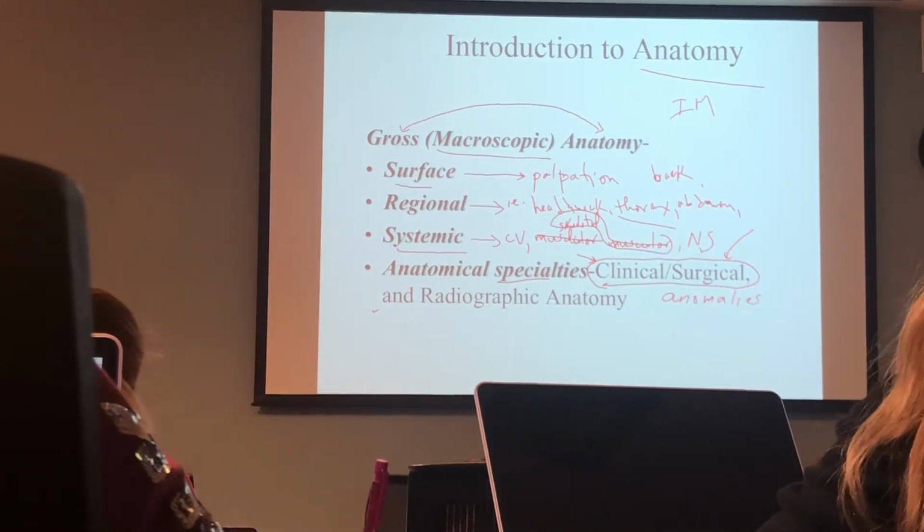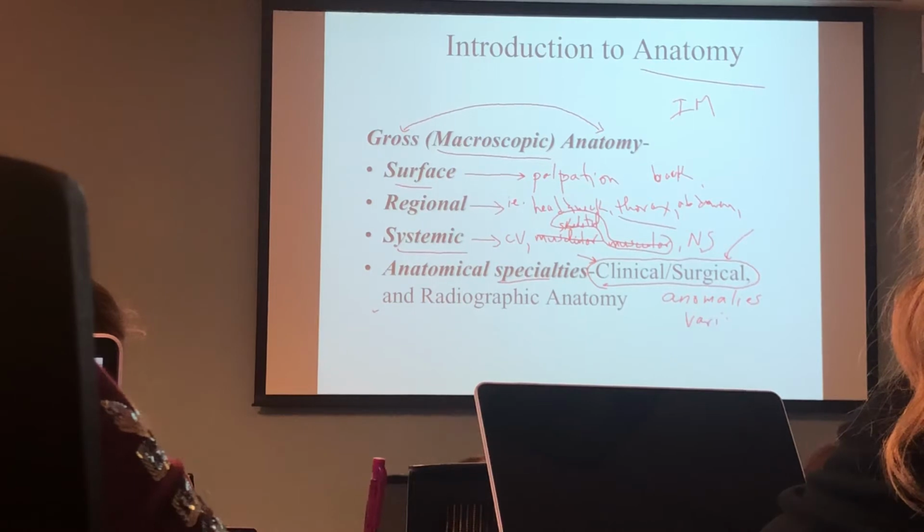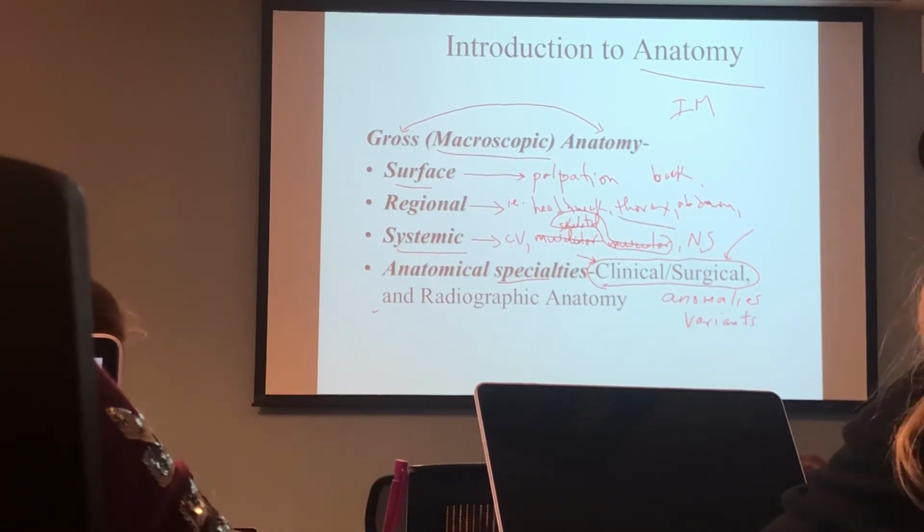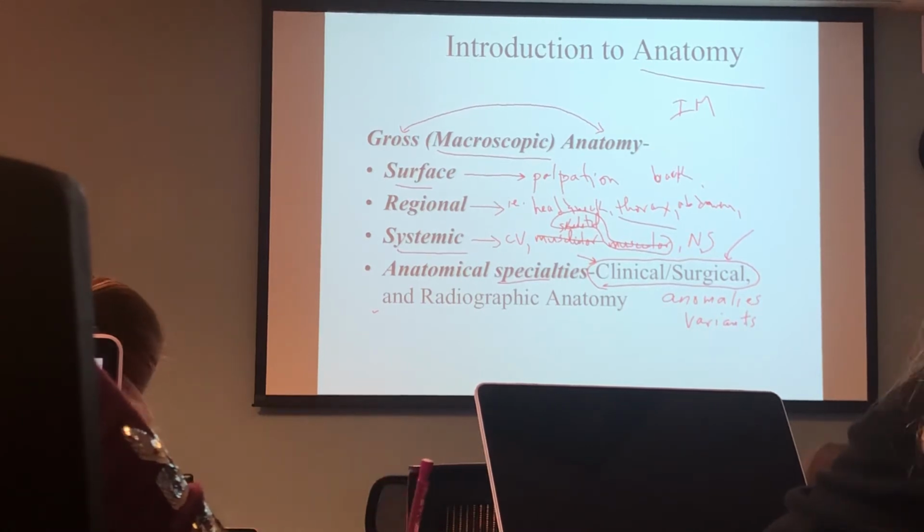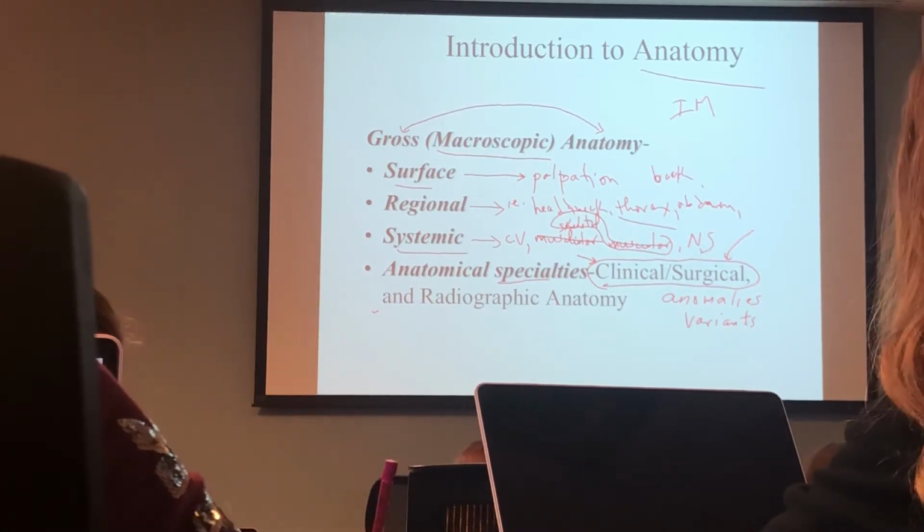Anomalies, right? Or simply, that's another term, variants, right? Things that are not the same. Things that you're not going to find in your typical anatomy textbook. It's not everyday anatomy, right?